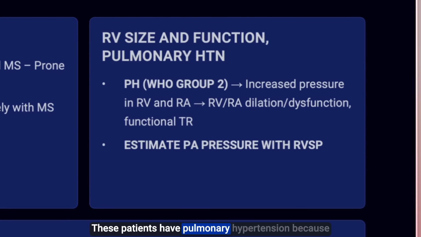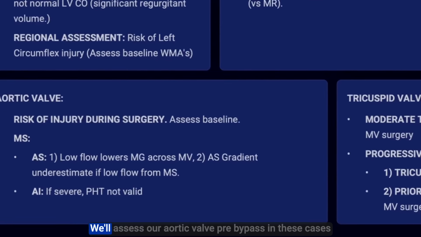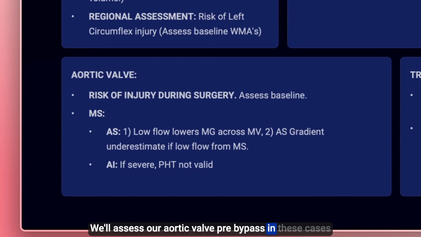These patients have pulmonary hypertension because the increased left atrial pressures cause this WHO group 2 pulmonary hypertension from left-sided heart disease that causes back pressure through the lungs and on the right side of the heart system. So this increased pressure on the RV and the RA cause dilation and dysfunction, which can also lead to functional tricuspid regurgitation as well. We'll assess our aortic valve pre-bypass in these cases because the aortic valve is at risk of injury because of its close proximity to the anterior mitral valve leaflet.